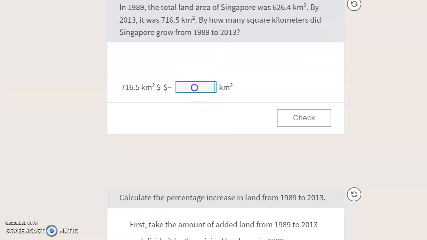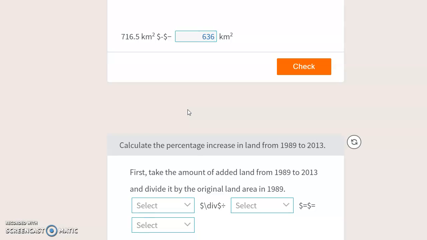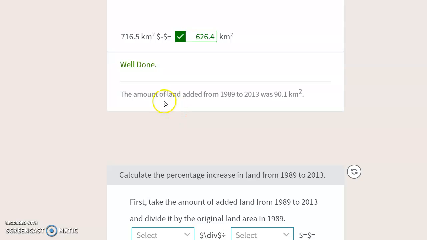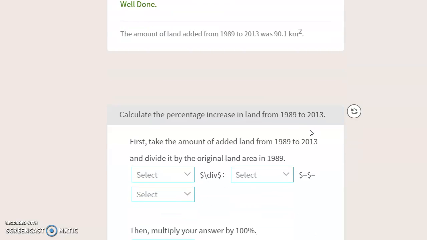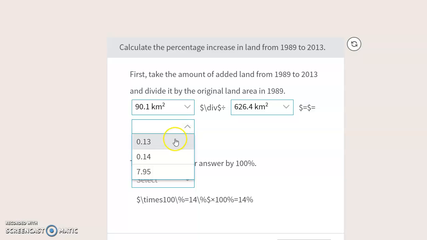So when I go here, it's hard to tell. I'm not sure if they want my answer or if they want what I'm subtracting. So let's see if they're looking for what we're subtracting. 626.4. Yes. So then they actually did the subtraction down here, 90.1. So first take the amount of added land and divide it by the original land. So the amount of land added was 90.1 and divide it by the original land, 626.4. Ooh, we gotta figure out what that equals.